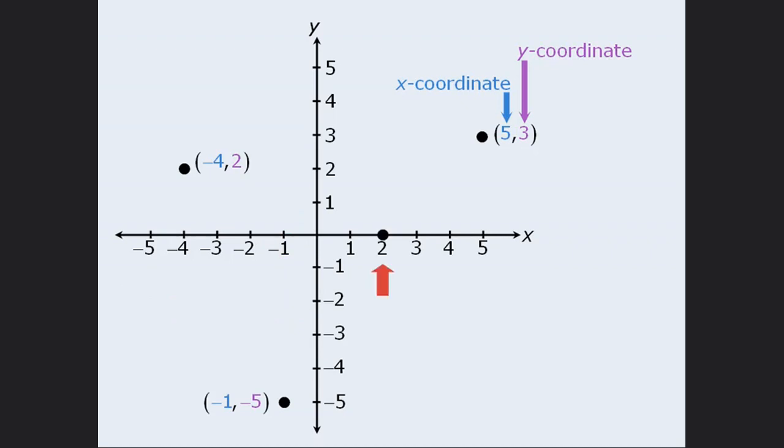Okay, what about the coordinates of this point? Well, beginning at the origin, we must travel 2 units along the x-axis in the positive direction, so the x-coordinate here is 2. And from here, we need not move up or down since the point is already on the x-axis. So the y-coordinate of this point is 0. Okay, what about the coordinates of this point? Well, the x-coordinate here will be 0 since we don't need to travel any horizontal distance from the origin. The y-coordinate will be 4 since we must travel vertically a distance of 4 units in the positive direction. Finally, the coordinates of the origin must be 0, 0.